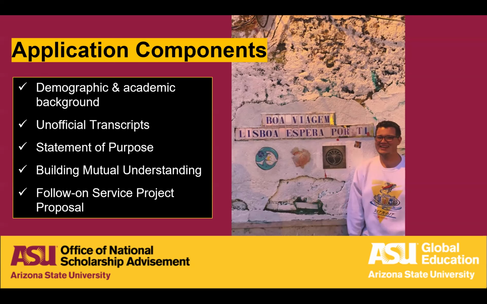Then there are three required essays. This is where you're going to break down and show the reader how you meet the selection criteria. The statement of purpose, in 7,000 characters or less, including spaces, is where you're going to talk about your academic and professional goals, your study abroad program plans, how your study abroad program will help you achieve your academic and professional goals, and the skills or experiences you've had to show them you will be successful while you're abroad.